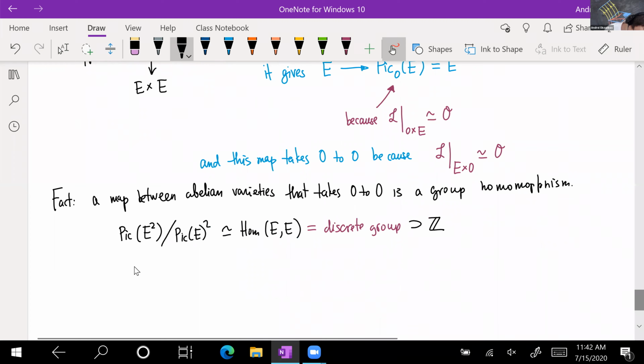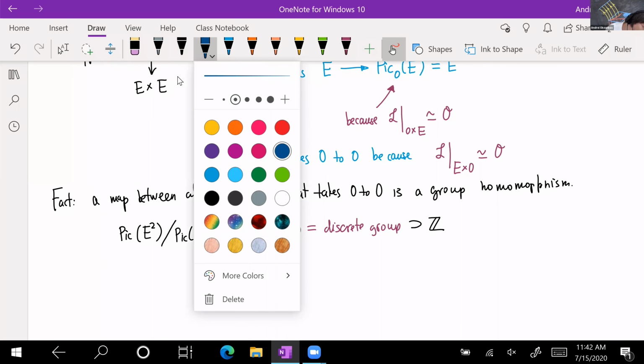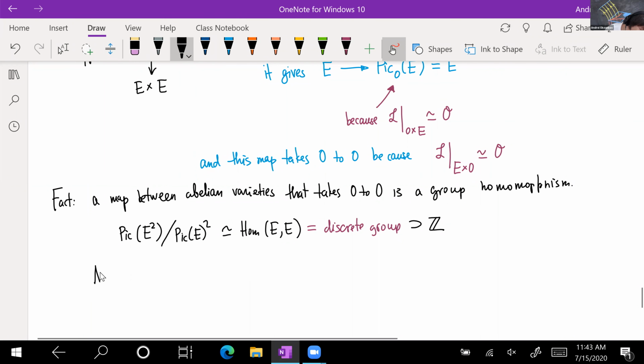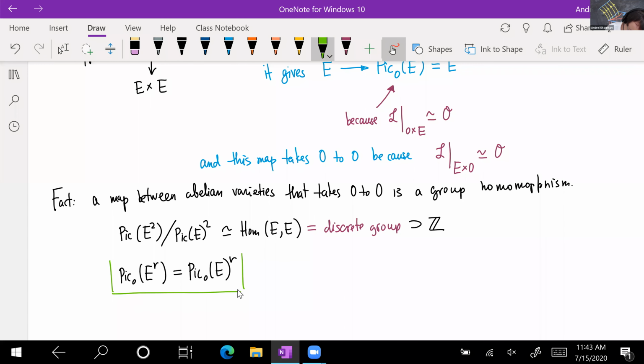And so this is, so then in particular this says what? That if I take the Néron-Severi group, so this says that the Pic^0 of E, in fact in general, of any number of copies, is just the same as the Pic^0 of E to the r-th power. So that's one conclusion from this. So Pic^0 just multiplies.